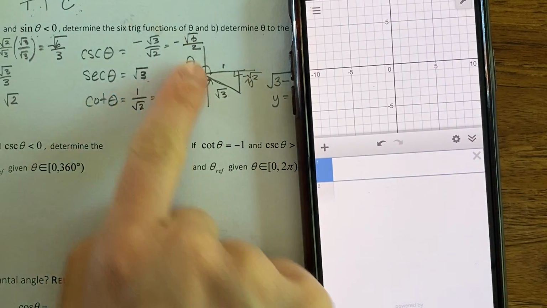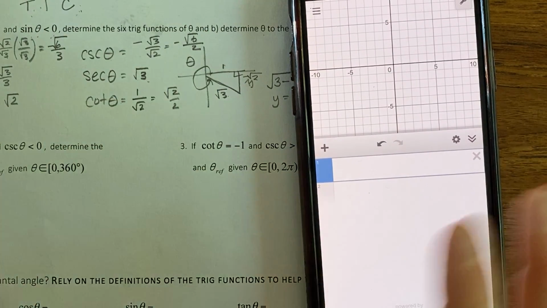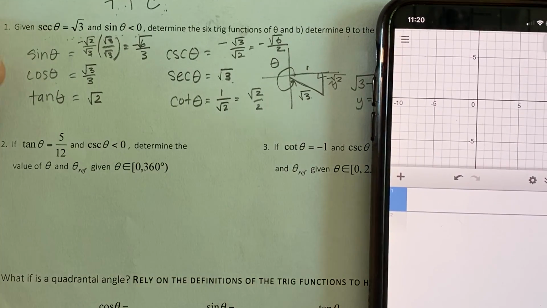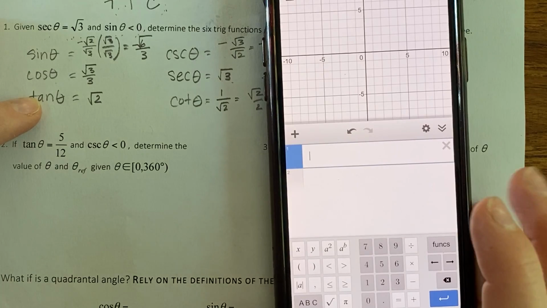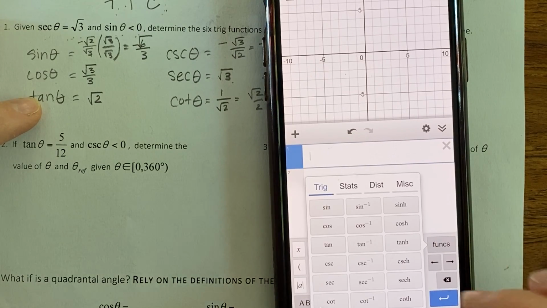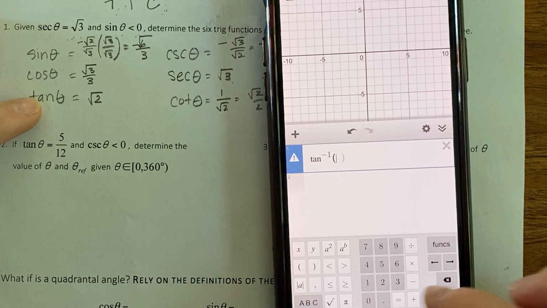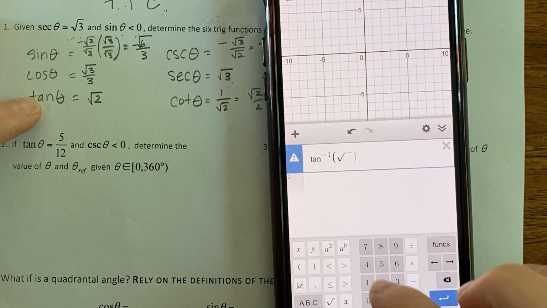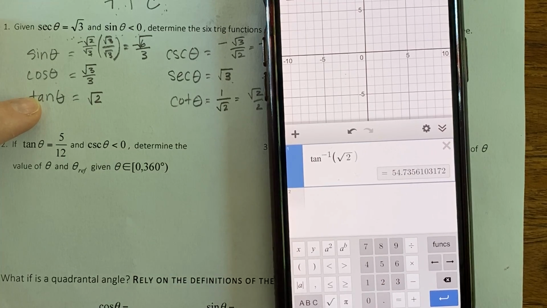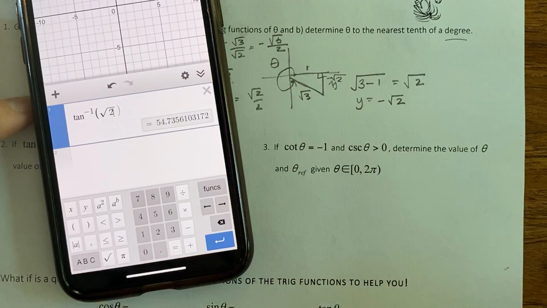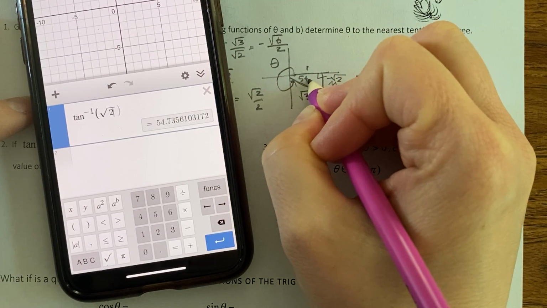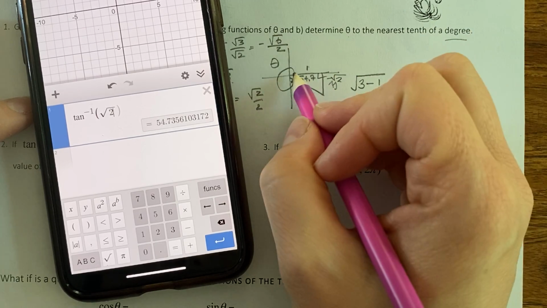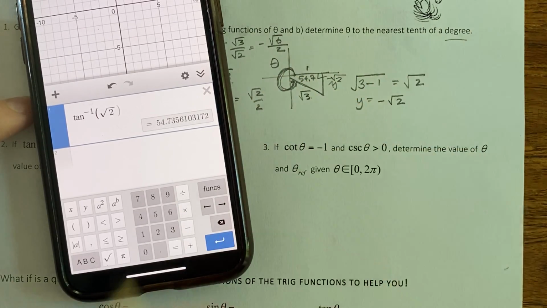And now I could put any of these in for the ratio. And like this one's sort of easy to type, so I'm just gonna go with that. So I go here, I go to functions, and I'm gonna do inverse tangent of the square root of 2. And that gives me 54.7. That means my reference angle is 54.7. Well, how am I going to figure out what this is?